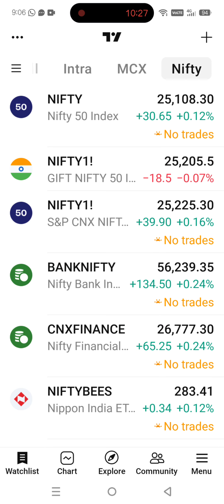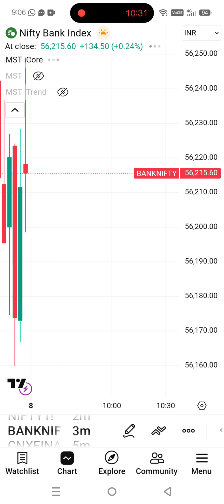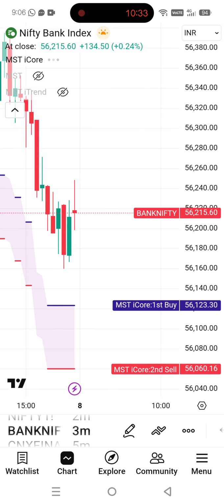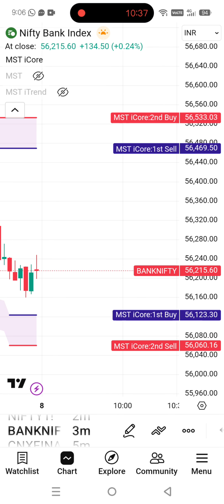Now go to the Bank Nifty. Bank Nifty also yesterday we got nice profit. So today I am just showing for today's trade. Okay, you can mark these levels and wait for the entry. When it is coming to that zone, then only how to trade.